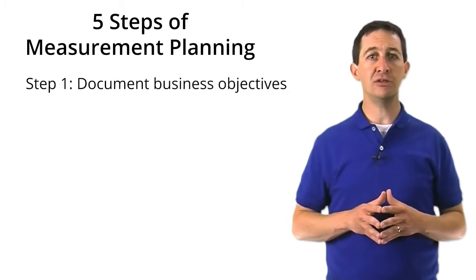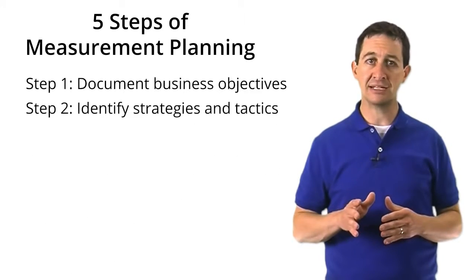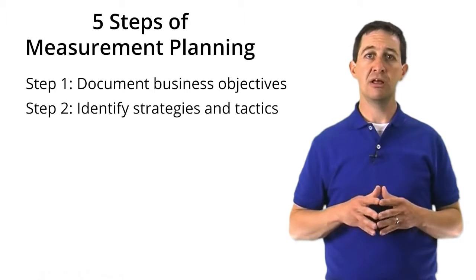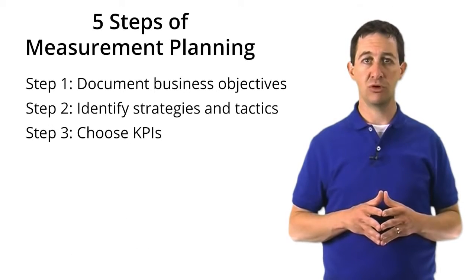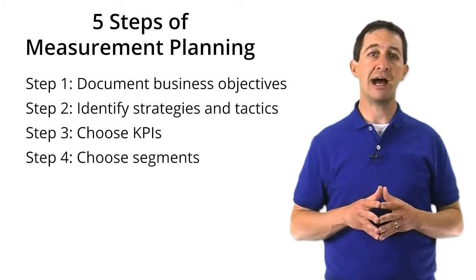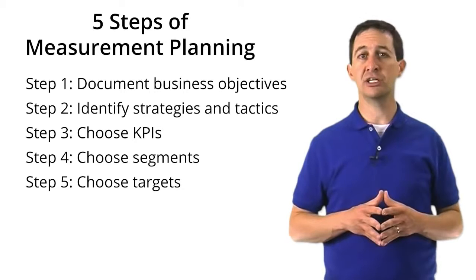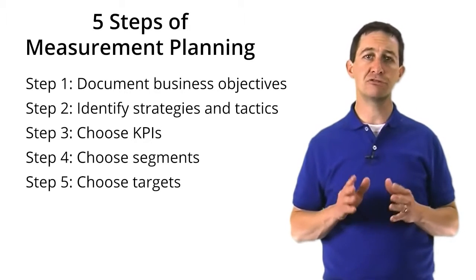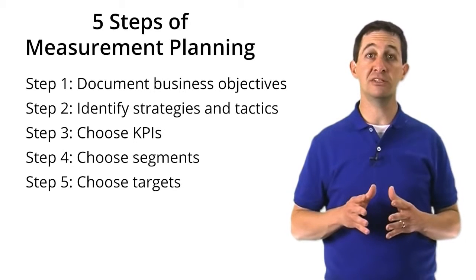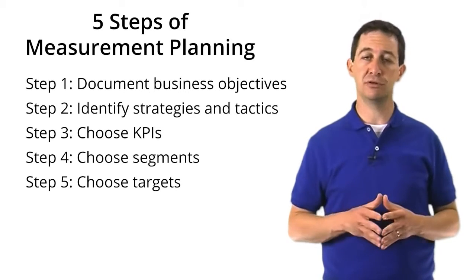First, document your business objectives. Second, identify the strategies and tactics to support the objectives. Third, choose the metrics that will be the key performance indicators. Fourth, decide how you'll need to segment your data. Finally, choose what your targets will be for each of your key performance indicators. Remember, this process requires you to meet with the people who make the decisions in your business. This could be managers, executives, or you if you're a small business owner.